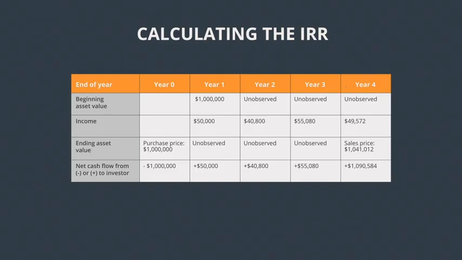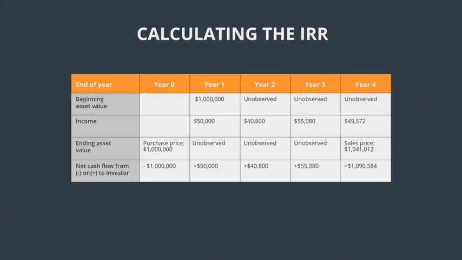The property is rented out for a net rent amount of $50,000 for the first year, net of any expenses. This results in a total cash inflow of $50,000 for year 1, as the investor is receiving this money from the building's occupier. The net rent received during year 2 and year 3 amounted to $40,800 and $55,080, respectively, which will equal the total net cash inflow to the investor for these 2 years.